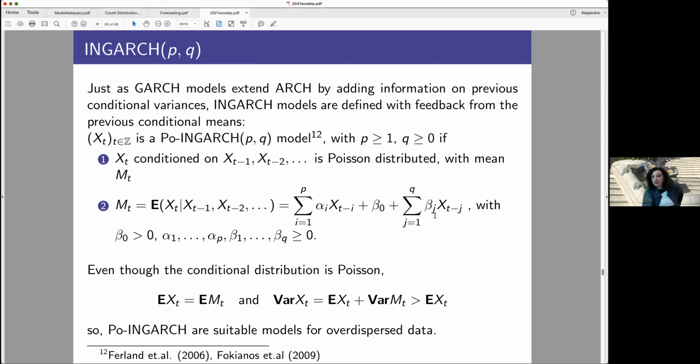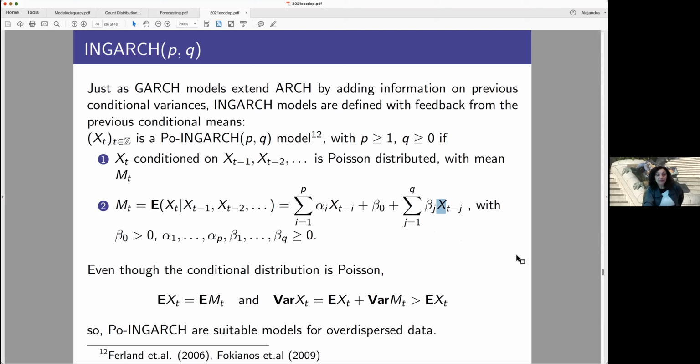conditional, wow, there's a typo here. This is the noise. This is not X, this is epsilon, t minus j. This is a copy-paste thing. So, sorry, you have to correct it.